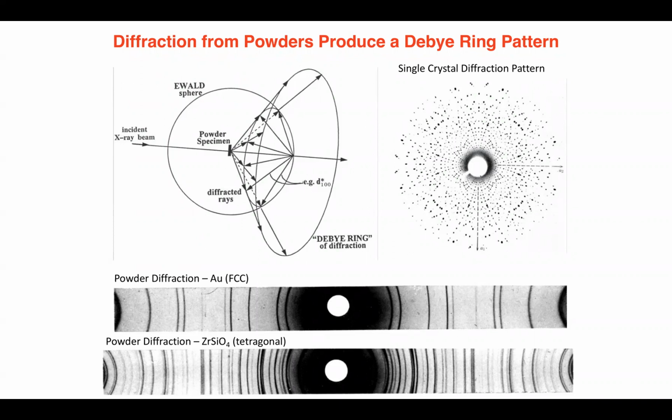In a powder, instead of this spot pattern, you basically get a ring pattern because of all the possible orientations of those crystals, and those rings, if you integrate them, give you these peaks that we saw on the previous page. Anyway, that's the connection between single crystal and a powder pattern.